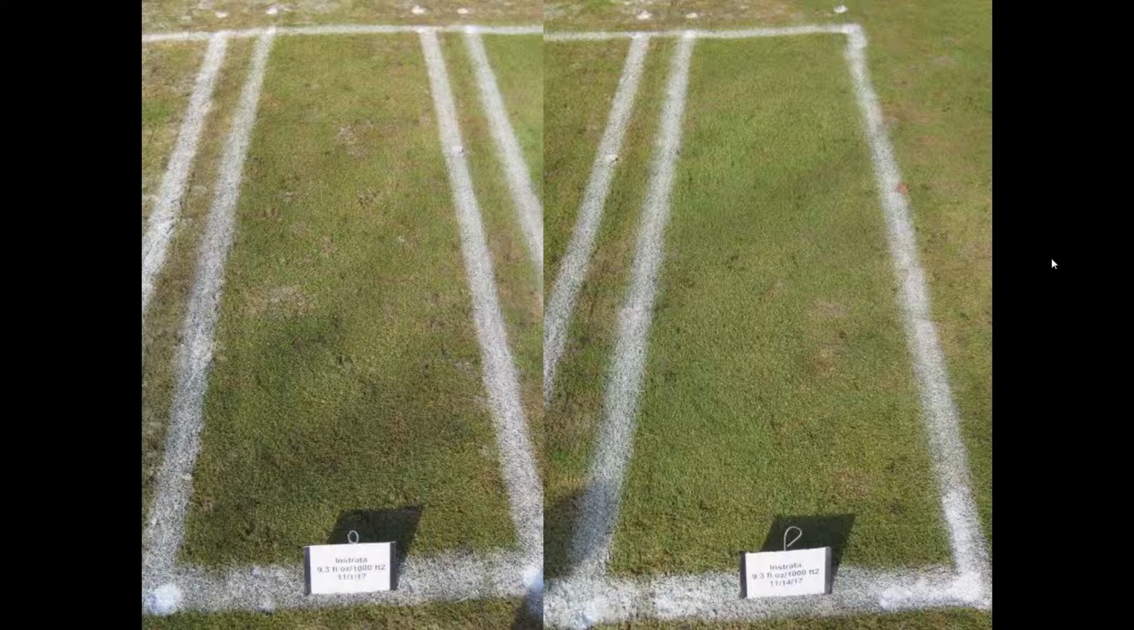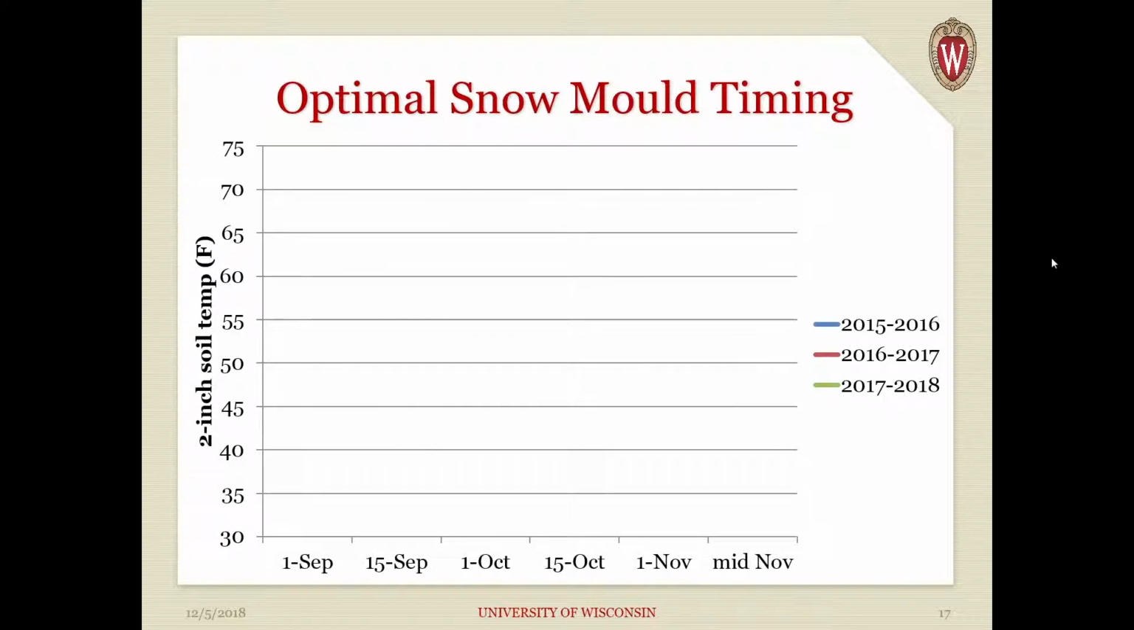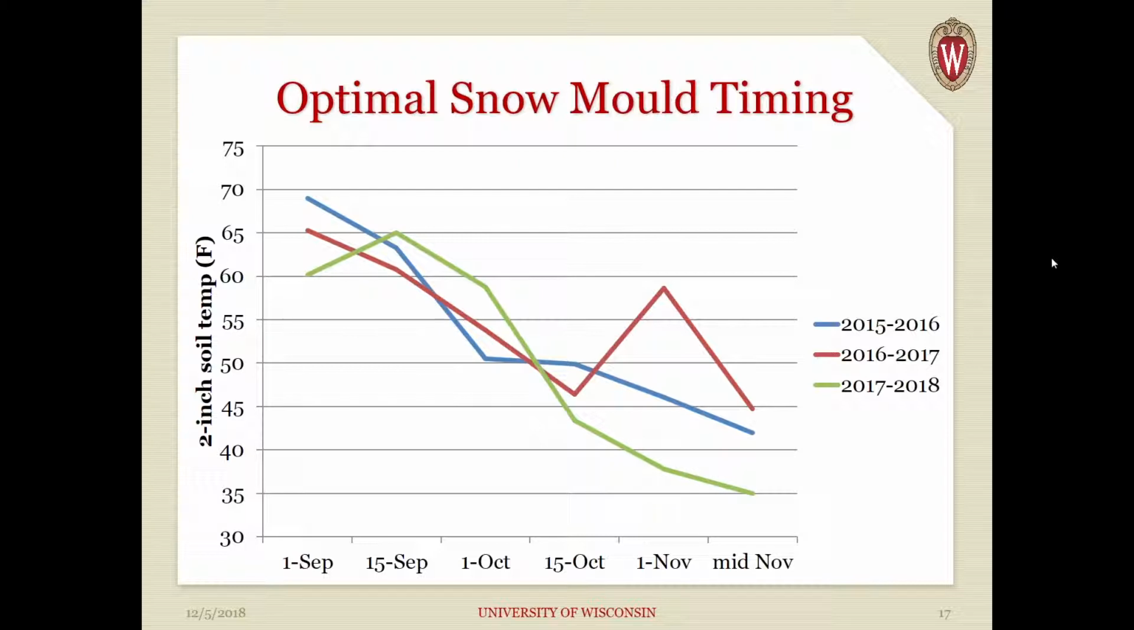We're talking about other environmental variables that we can measure to help us time our snow mold applications. At each of these sites, during each of these application timings, we also measured a whole bunch of environmental variables, and I'm just going to show you 2 of them right now. The first one is the 2-inch soil temp throughout the winter, and this is through 2015, 2016. The red line here is 16, 17, and then the green line is 17, 18.